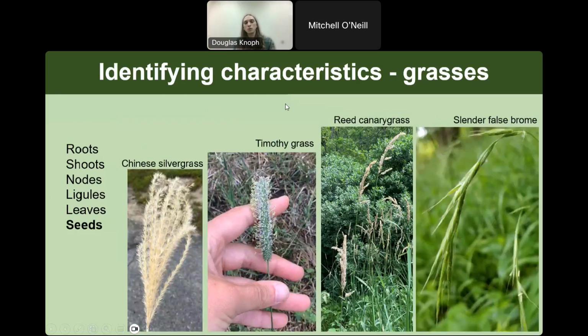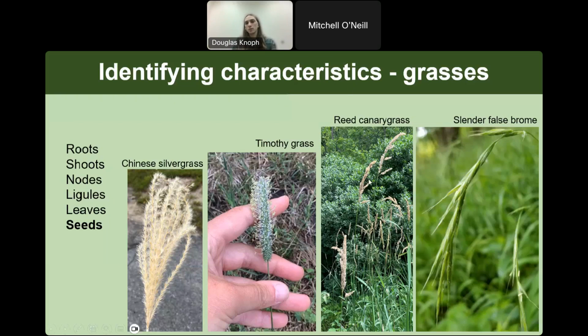And then seeds are usually a really good and unique indicator of species for many grass species. There's a lot of variation within it. You can have these feathery plumes, as in Chinese silvergrass or Phragmites. You might have a fully erect seed head, like in Timothy grass. In this example, the flowers are still on it, so these structures coming off are the individual flowers. And then later in the season, this will turn into a corn dog looking seed head of individual seeds.